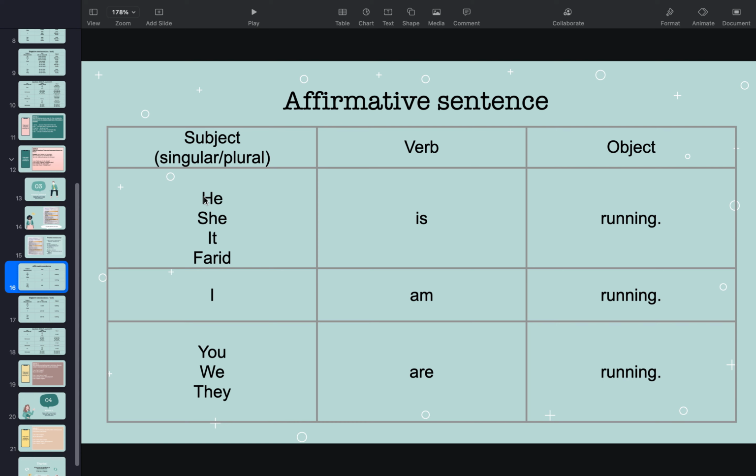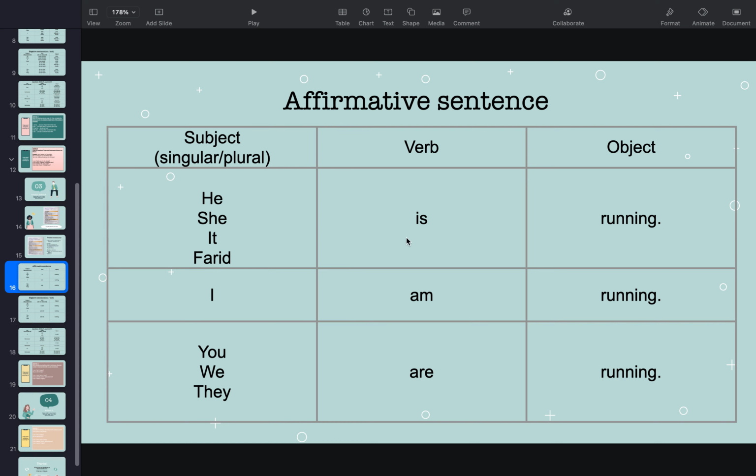Dia singular ke plural? He, she, it ataupun siapa-siapa, nama siapa, David, John, Harry, Jackson or whoever it is. Nama siapa-siapa pun kalau seorang, dia singular. Verb dia mesti is. Ni sedang buat ni, tengah buat ni. He is running. She is running. It is running. Farid is running. So, kalau dia seorang, mesti pakai macam ni. Is. Tak boleh pakai benda lain. Okay? Sedang. Ni tengah buat sekarang ni.